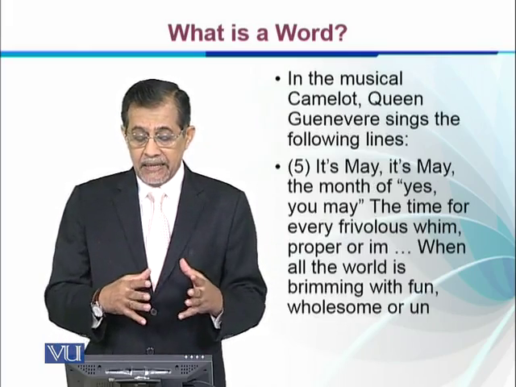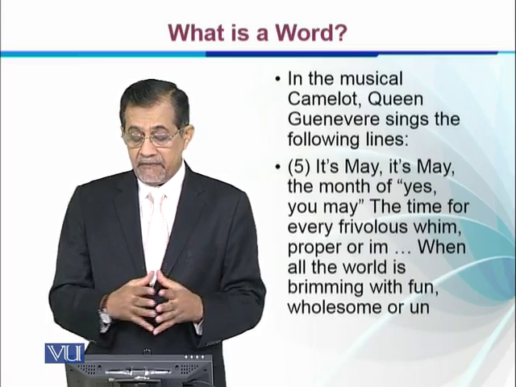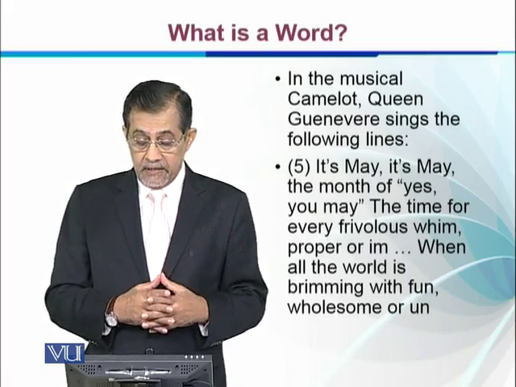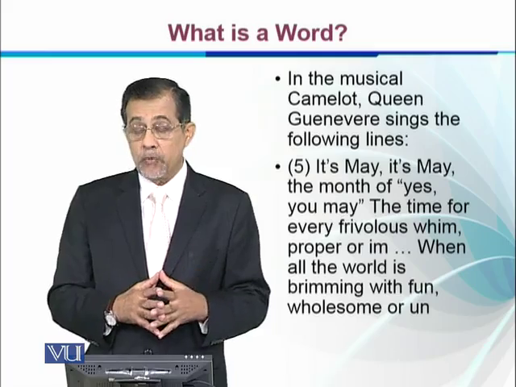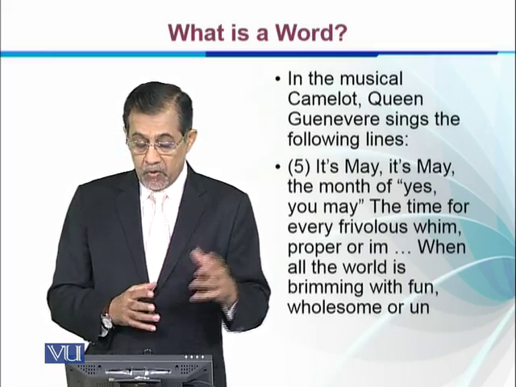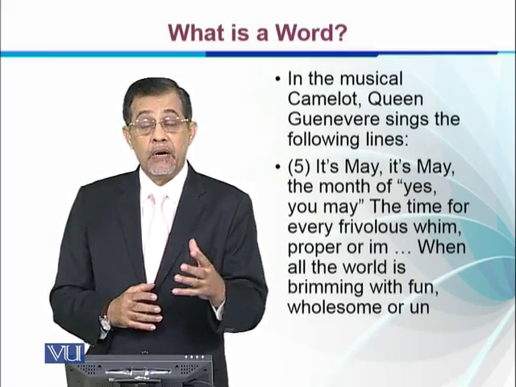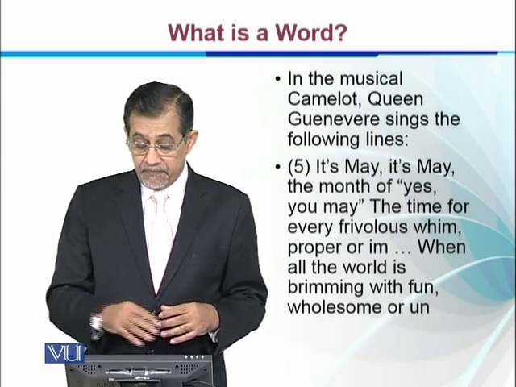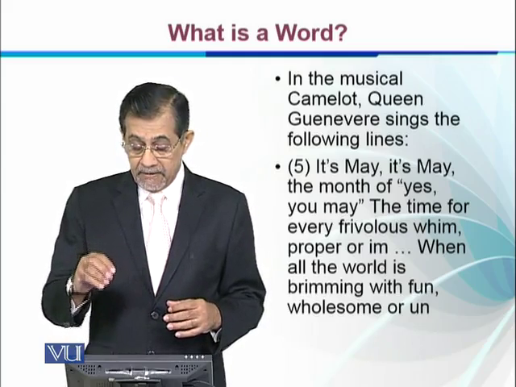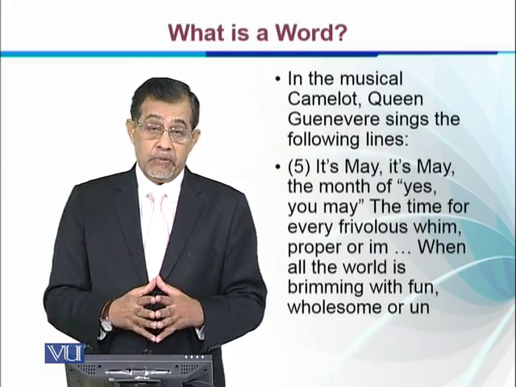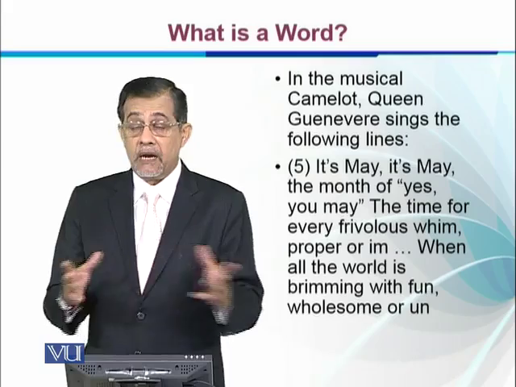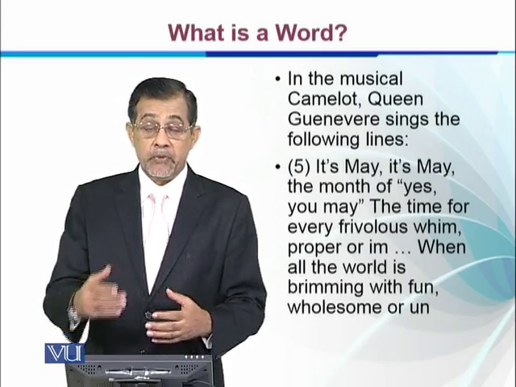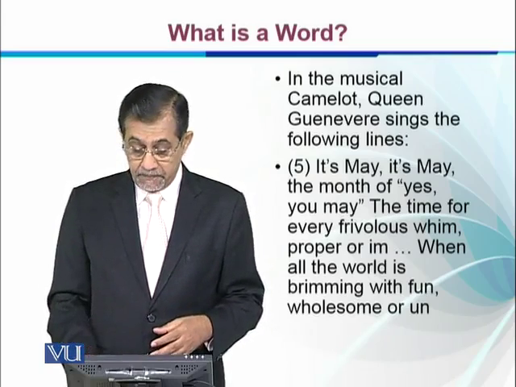In the musical Camelot, Queen Guinevere sings the following lines: it's May, the month of yes, you may, the time for every frivolous whim, proper or im, when all the world is brimming with fun, wholesome or un. So if you look at this, she has rhymed im with whim and un with fun. Whereas we know that im and un are no words, they cannot stand alone. But if we look at syntax, we'll have to believe that they are words.